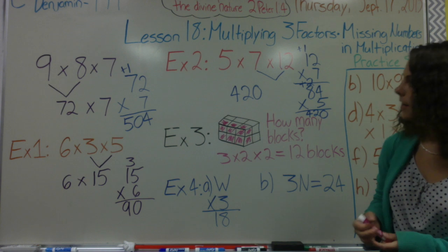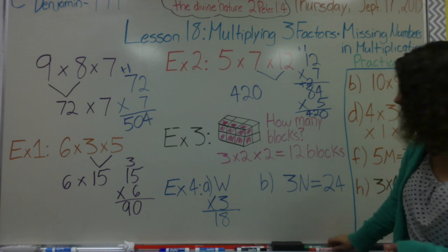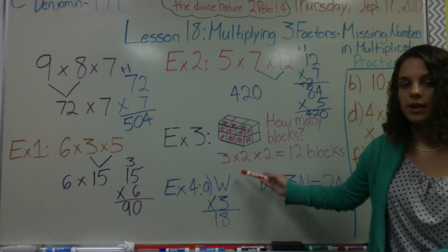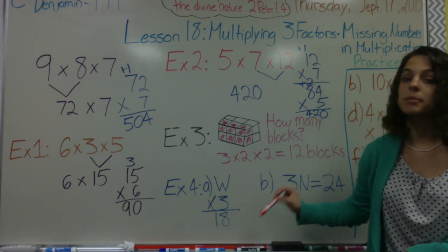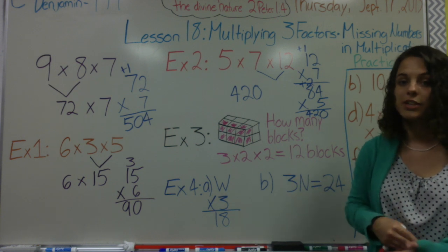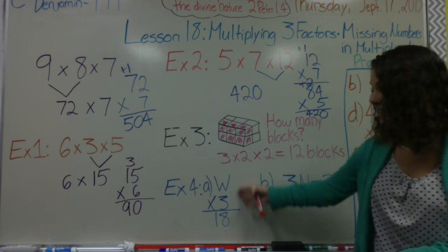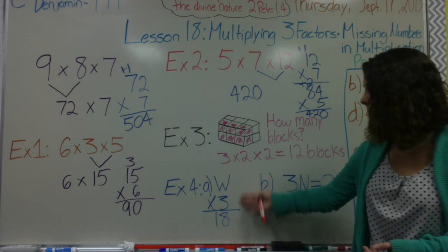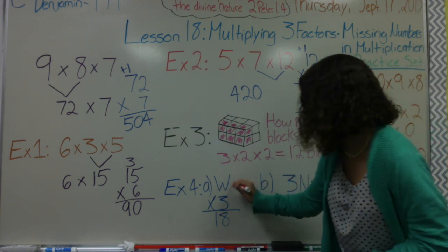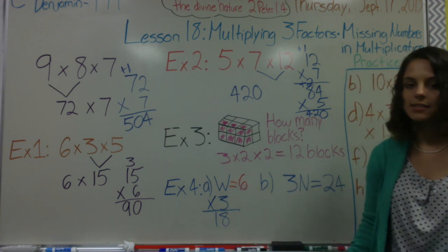Example 4. Now this is where we're going to get into missing numbers in multiplication. I'm going to have a number times 3 equals 18. So what number times 3 equals 18? This is when multiplication facts, again, are very important to know. It's only going to keep building. If we don't know our multiplication facts, or if we can't get them fairly quickly and fairly accurately, then this is going to get more difficult. So this is just the beginning, the easy part of what times 3 is 18. And I know for a fact that 6 times 3 is 18, so W equals 6.